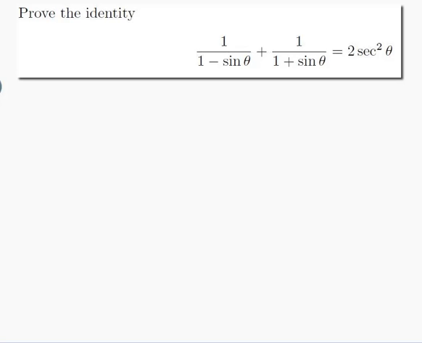So what I'm going to need to do is pick one side and simplify it so that it looks like the other side. I'm going to pick the most complicated part first and try and make it look simpler. So 1 over 1 minus sine theta plus 1 over 1 plus sine theta. Okay, so what can I do? I could at the very least put them over a common denominator.